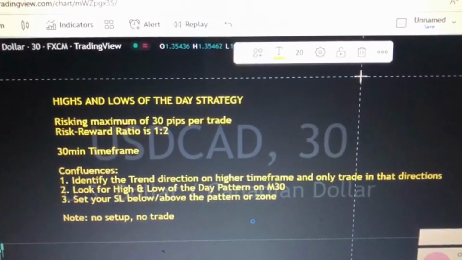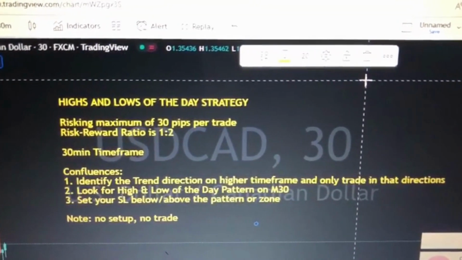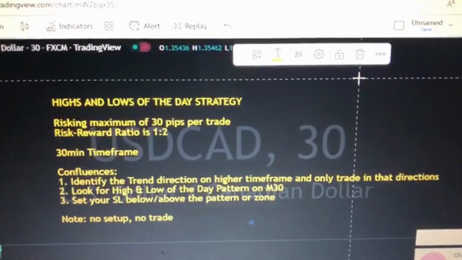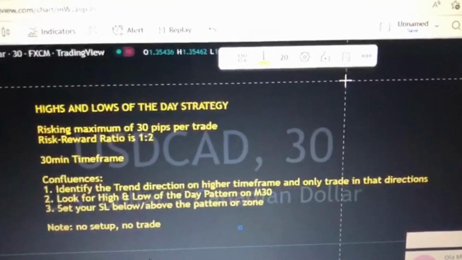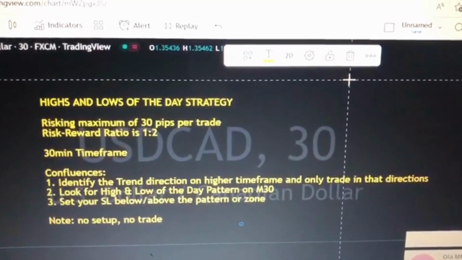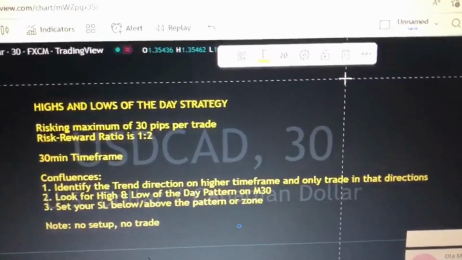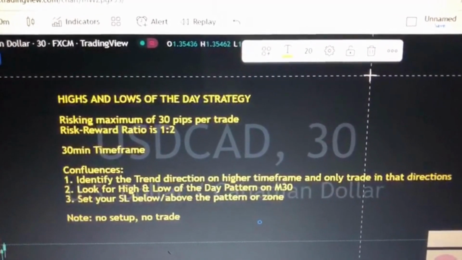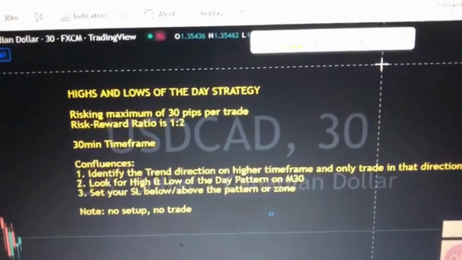The second confluence is that you have to look for the high and low of the day pattern on M30, that's the 30 minutes time frame. The third confluence is you have to set your stop loss below or above the pattern or zone. Note, no setup, no trade. I repeat, no setup, no trade.